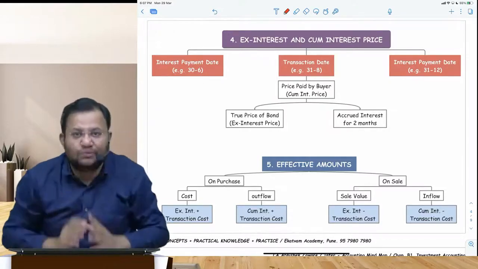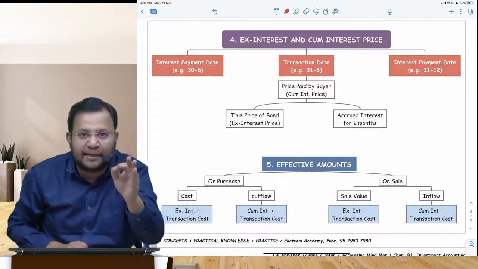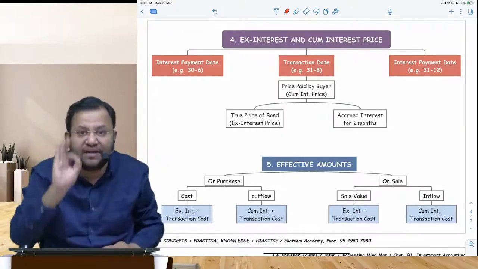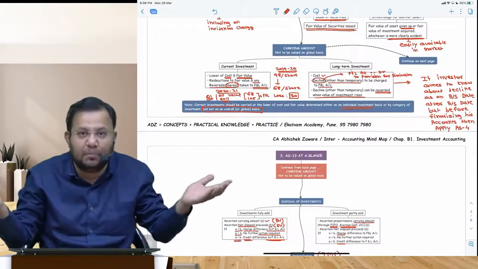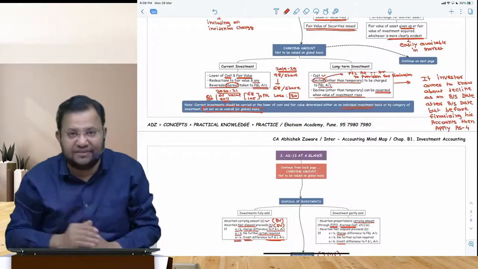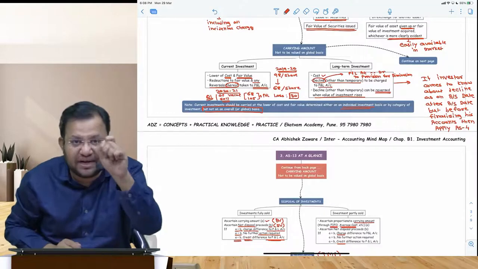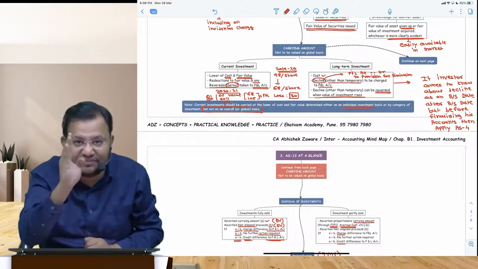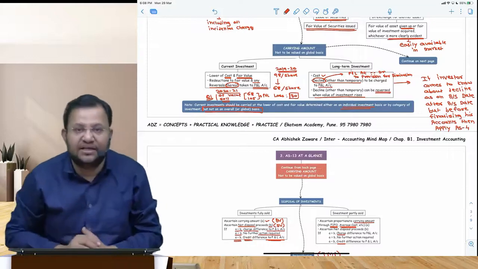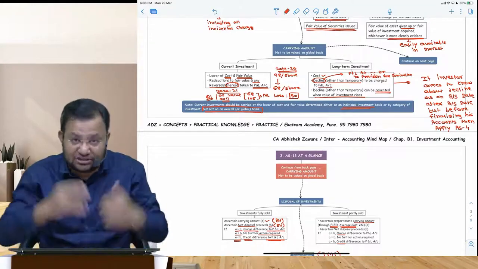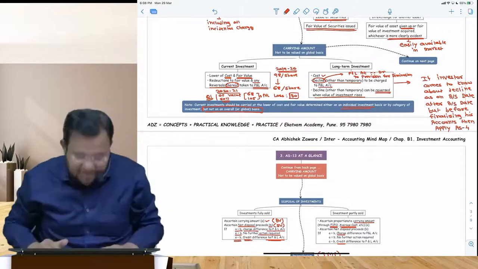In any accounting standard, the bold italic portion in the bare text is the main provision. So you can revise either this mind map or you can read bold italic provisions for your reference. ICAI has given you one booklet called Accounting Pronouncements. Within that, you will find a bare text of Accounting Standard 13. Within that, there is a bold italic portion, some paragraphs. Those are key provisions of AS 13.